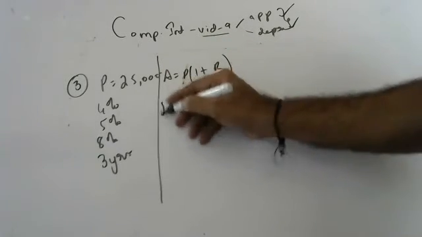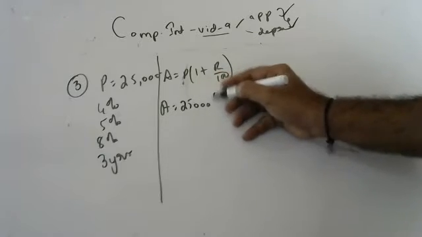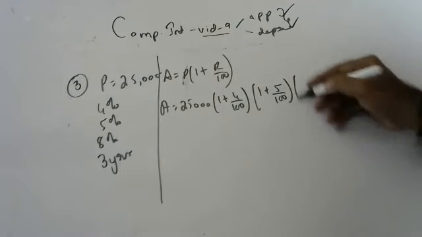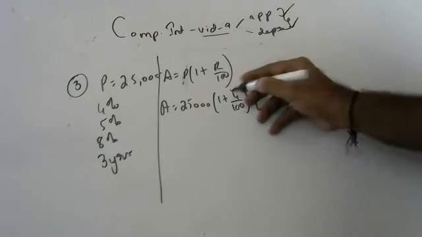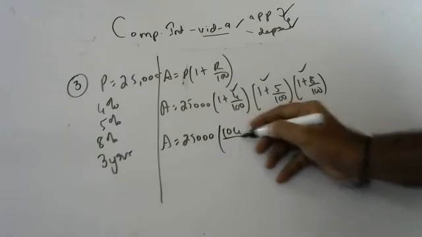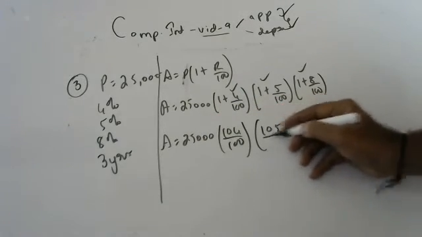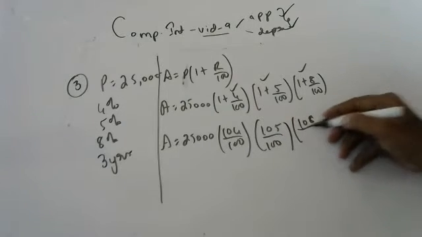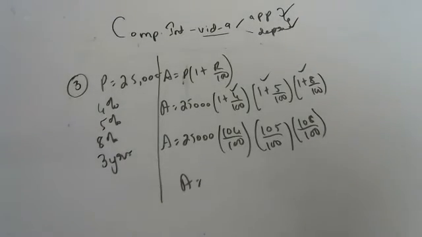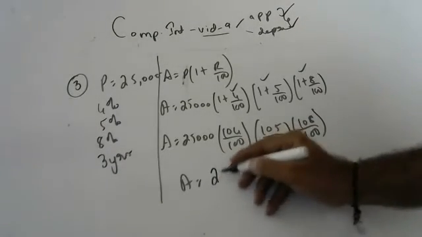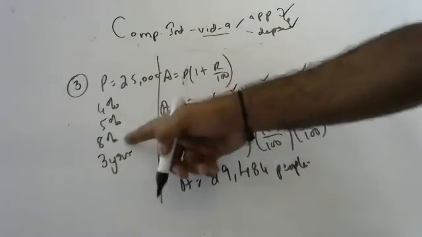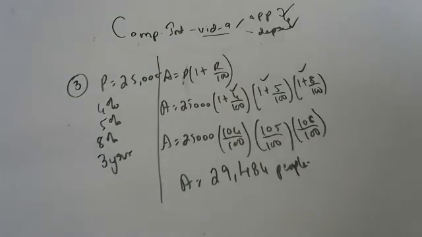1 plus R by 100. Amount is equal to P, 25,000 into 1 plus 4 by 100. First year, second year, third year. Yes, sir. 25,000 into 104 by 100, 105 by 100, 108 by 100. If you simplify this, you'll get the answer after 3 years: 29,484. 29,484 people. Yes, sir. Okay, sir. Now video rolling.